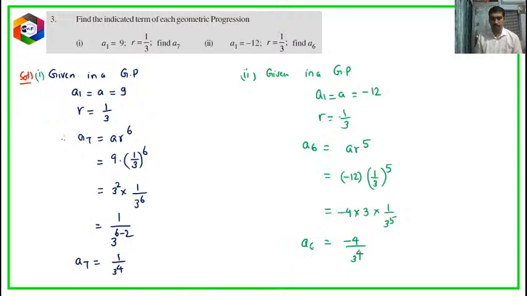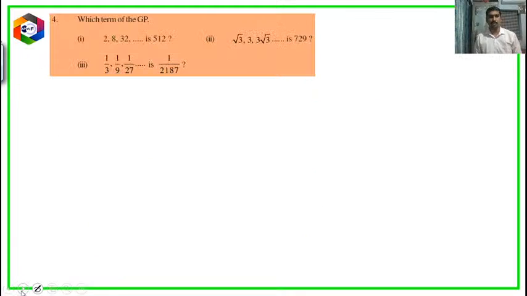So A6 will be equal to, once again here, A1 equals minus 12 and R is equal to 1 by 3. A6 equals A r power 5, minus 12 into 1 by 3 whole to the power of 5, which will be equal to, so 3 will get cancelled, and minus 4 by 3 power 4. Okay children, so this is the value. Now move to the next problems. Yes, so this model is also important. This type of model question you will get in 2 marks questions particularly.